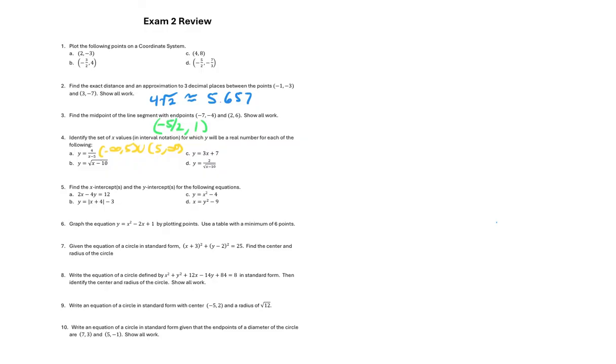For part B, we have the square root of x minus 10. So any real number will be positive under the square root. So x minus 10 is equal to 0, x equals 10, and we're going to need it to be greater than or equal to 10. So the interval notation for that will be a bracket 10, comma, infinity.